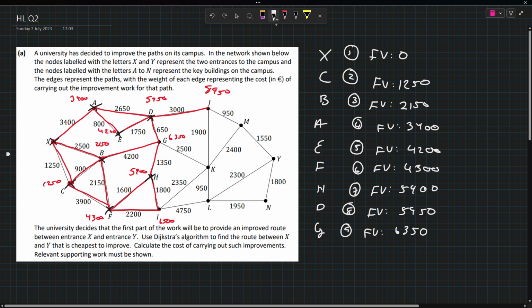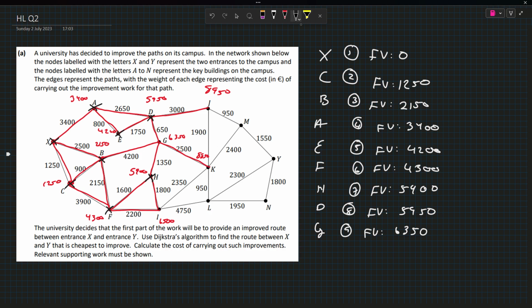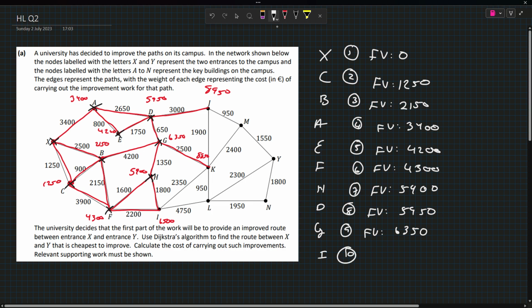So from G, we can only go to K, which would give us a value of 6,350 plus 2,500, which is 8,850. So K gets 8,850. And we've considered this. And we're also marking off G. Nowhere else to go. So the next smallest is I, because we have I, K, and J, but I is the smallest. So I, priority 10.